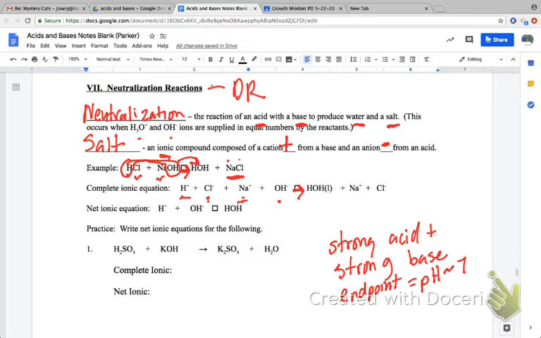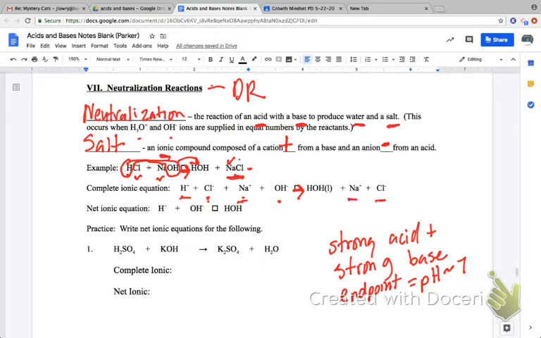H2O is a liquid, so it's going to stay together. And then sodium chloride, right here, has a group 1 metal, and by our solubility rules, all group 1 metals always ionize completely in aqueous solution. So that's why it's written as ions.